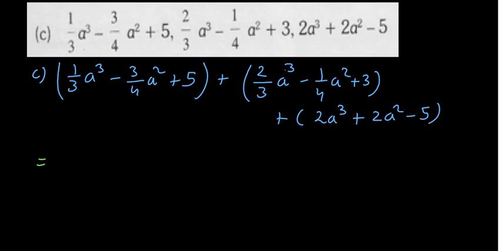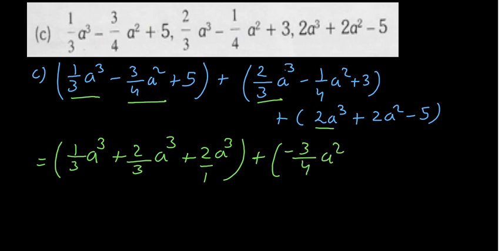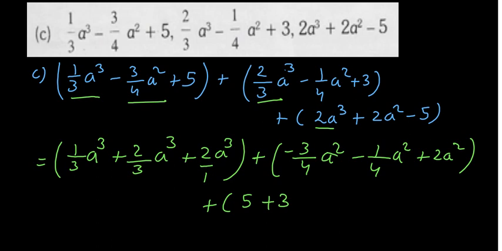So let's see. I will directly group the numbers this time. So we have 1 upon 3 a cube. Let's find another a cube. We have 2 upon 3 a cube, and lastly we have 2a cube. Let me write down 2 in the fraction form, so it will be 2 upon 1. Plus, let's talk about a square. We have minus 3 upon 4 a square, then we have minus 1 upon 4 a square, and lastly we have 2a square. And for the constant parts, we have 5 plus 3 minus 5.